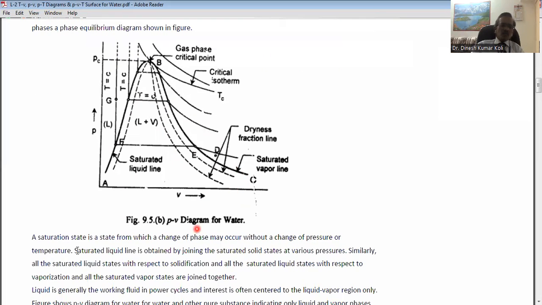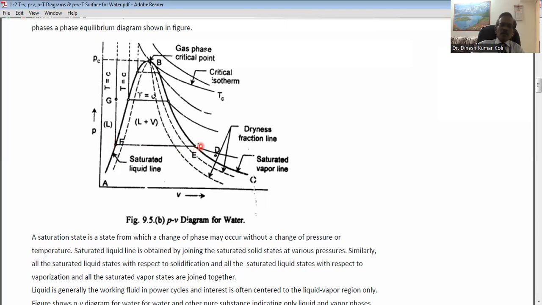Now, a saturation state is a state from which a change of phase may occur without a change of the pressure or temperature. So you will see here this point F and point D, either from the point F or from the point E. Suppose we are taking point F. If from this point F we are giving heat to the water, because at this point F the liquid is saturated liquid, lying over the saturated liquid line, then water will change its phase without changing its temperature or pressure. So this F is called a saturation state.